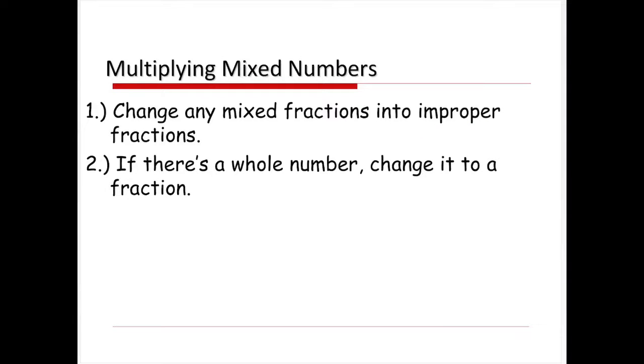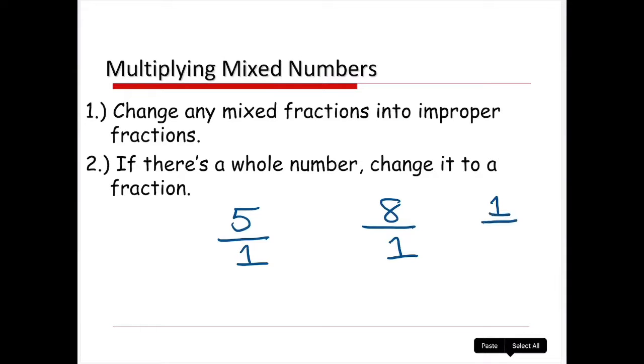Step 2 is if there is a whole number, change it to a fraction. And what that means is if you have just a lone 5, well, 5 can be written as 5 over 1. If we have a number like 8, we can write that as 8 over 1. Not over 8, but 8 over 1. Even if it's a 1 itself, you can just write 1 over 1. Sometimes it's good to see everything as a fraction so that it doesn't confuse anybody.